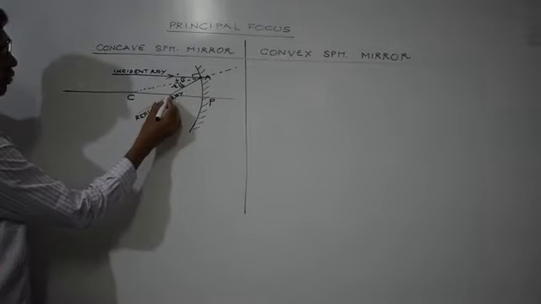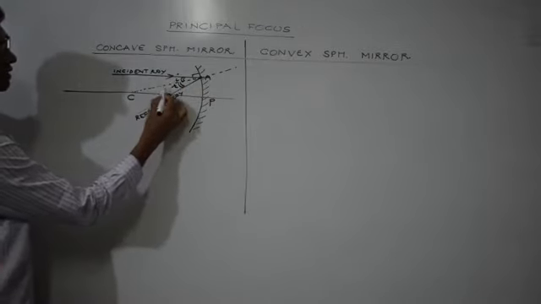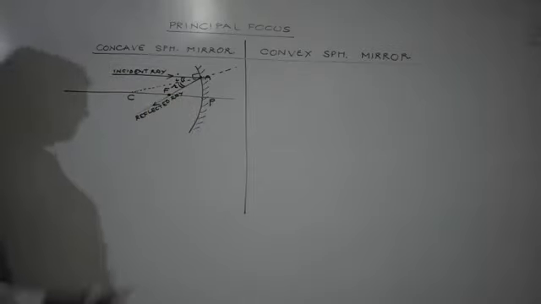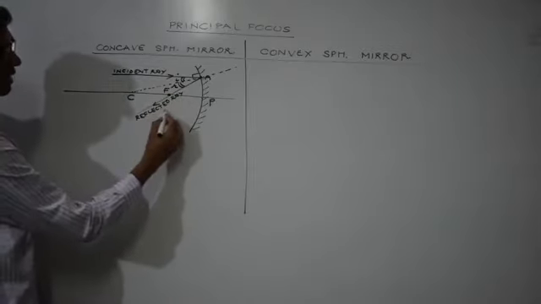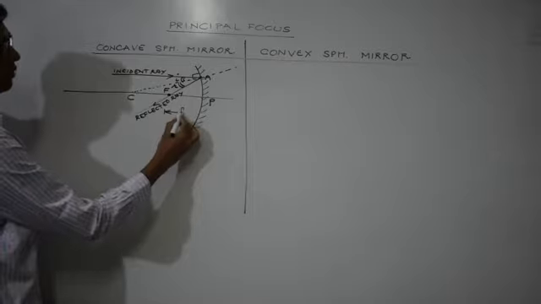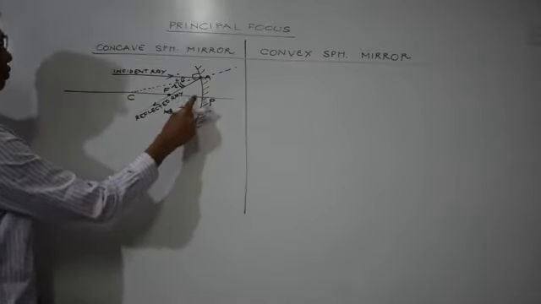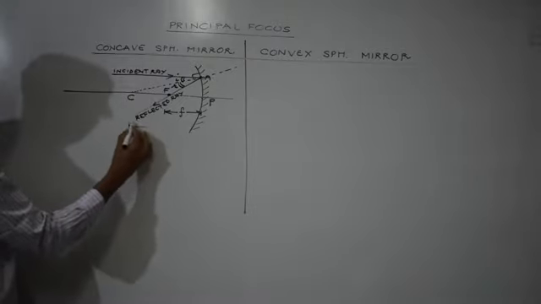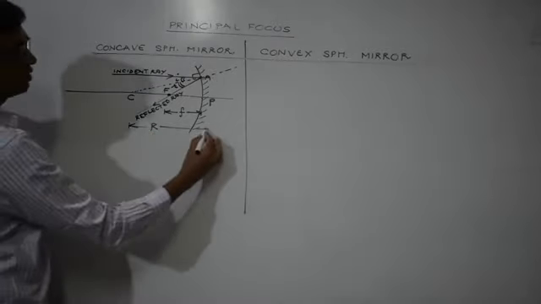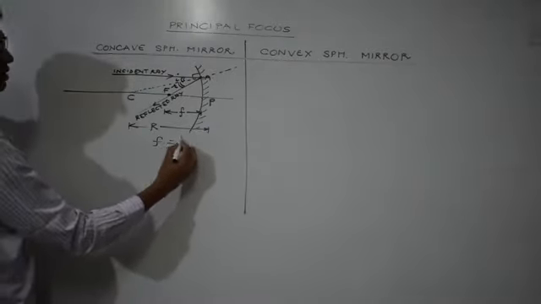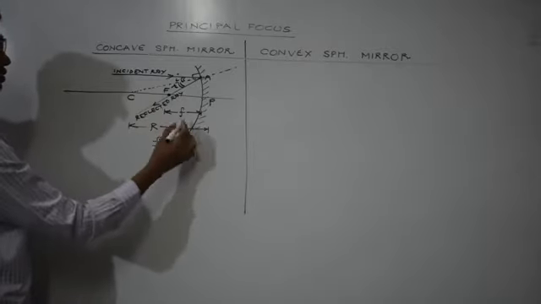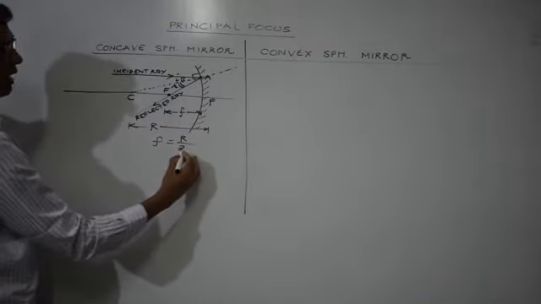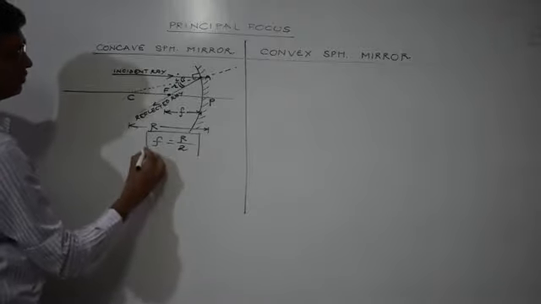So this is the point which is known as the focus. And point F is found to be exactly the midpoint between P and C. So PF is known as the focal length. PC, we are aware, is known as the radius of curvature. So F is the midpoint between P and C, so focal length would be half the radius of curvature.